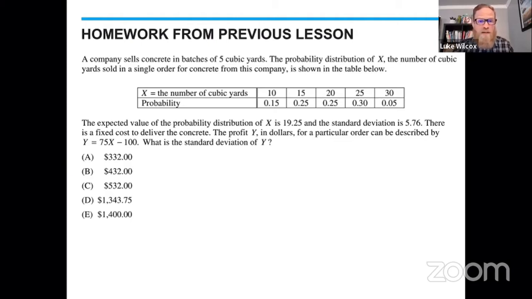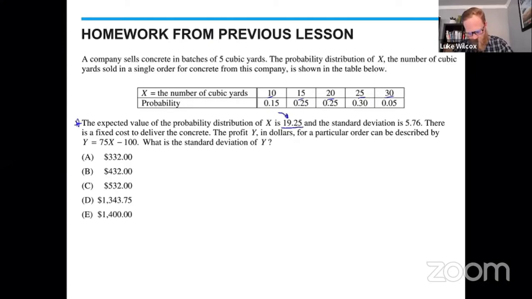A company sells concrete in batches of 5 cubic yards. The probability distribution of X, the number of cubic yards sold in a single order for concrete for this company, is shown in the table below. So we see there are only a certain number of values possible for X, which would be 10, 15, 20, 25, and 30. And then we see those respective probabilities for each one of those values for the random variable X. Okay, the rest of the question says, expected value of the probability distribution of X is 19.25.